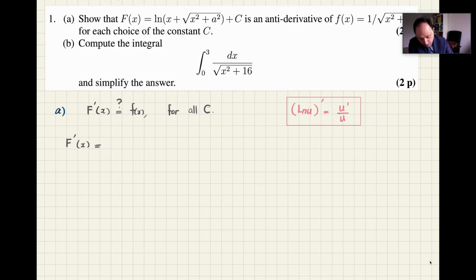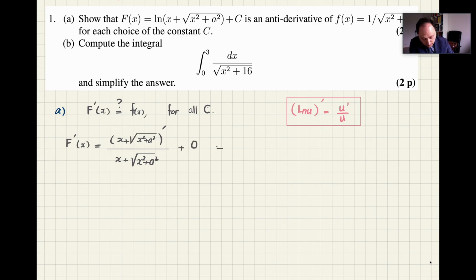Okay, so I take the derivative using this rule. So it becomes the derivative of u, which is this expression. Here this expression is playing the role of u. And then divided by the u itself. So it becomes x plus square root of x squared plus a squared. Yes? And please interrupt me if you don't understand something. And of course the derivative of a constant is 0. So yes, this becomes 0.